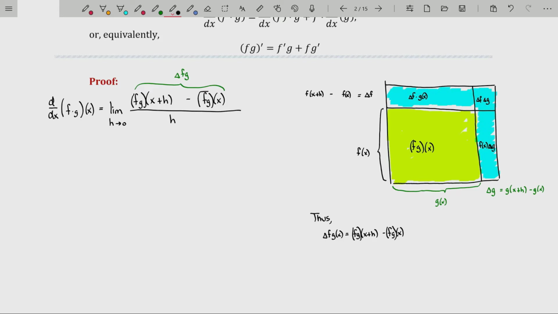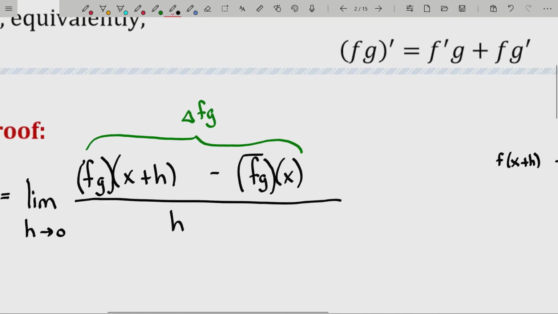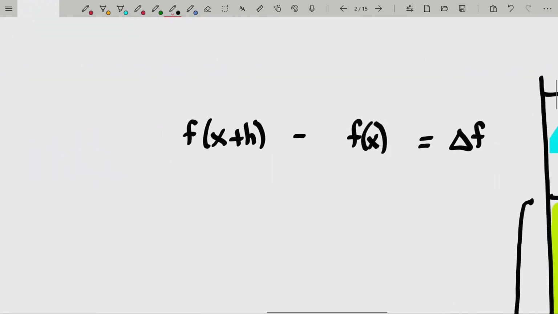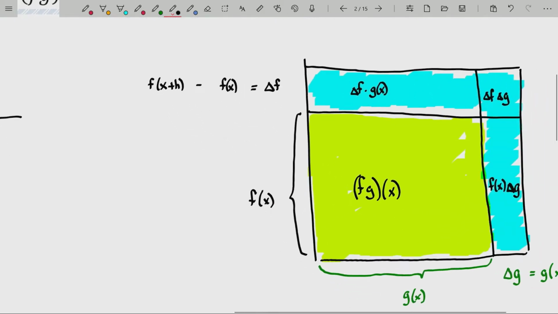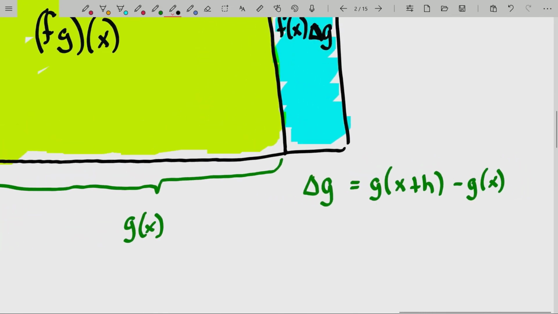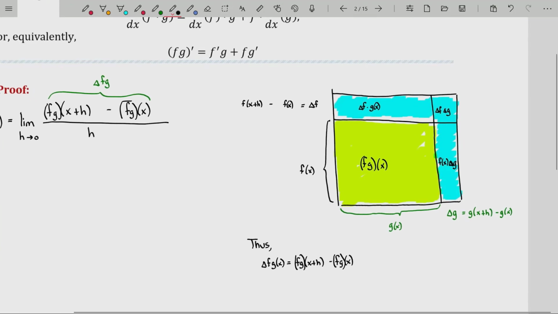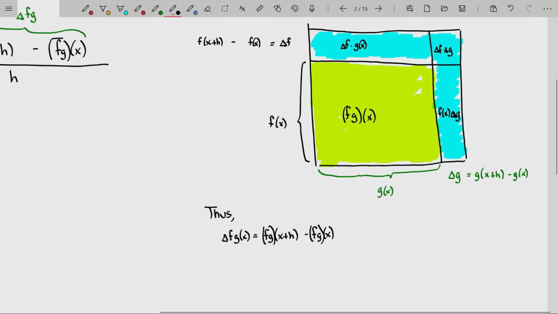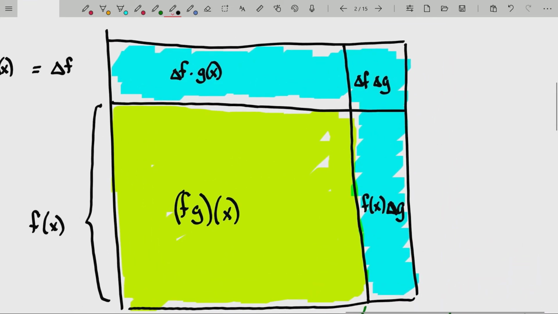Okay, so all I'm saying out loud now, or writing down, is what I said out loud earlier. The change, the delta in fg, is just that numerator. Just like the delta in f is likewise the numerator of the difference quotient, and the change in g, again delta g, is the numerator of the difference quotient. So is the change of fg. It's the numerator of that difference quotient. However, we can also see the change in fg is that blue area.